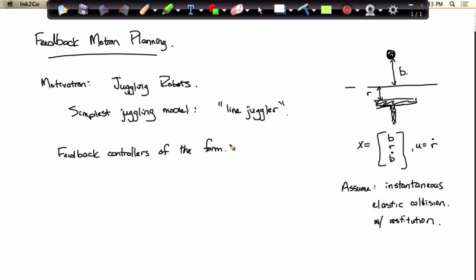Okay, so we're going to restrict ourselves to controllers of the form r is, let's say, negative k of b, or more generally, negative k b dot of b. But the point is I'm going to restrict myself to things where r is doing roughly what the ball is doing, but in the opposite direction. These are called the mirror laws.